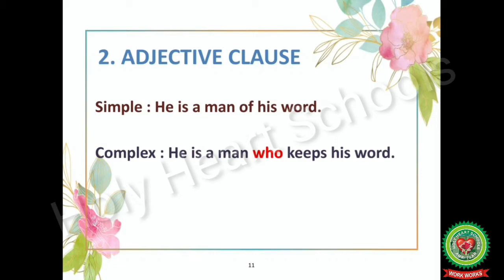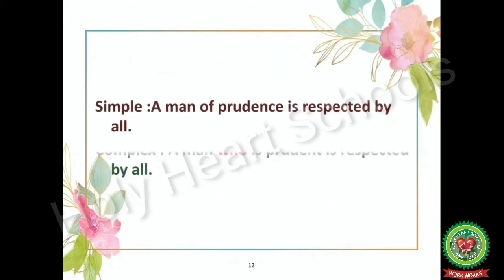Now students, we have used the subordinating conjunction who and subordinate clause who keeps his word. That describes the noun man. So it is placed immediately after man. Here two finite verbs in this complex sentence are is and keeps. Now students, coming to the next sentence. A man of prudence is respected by all. Which man is he? A man who is prudent.